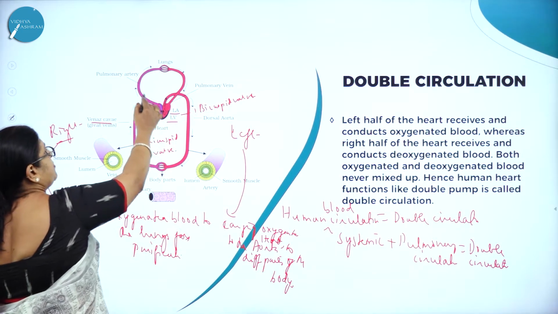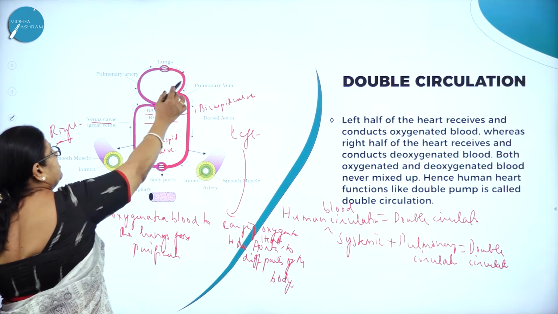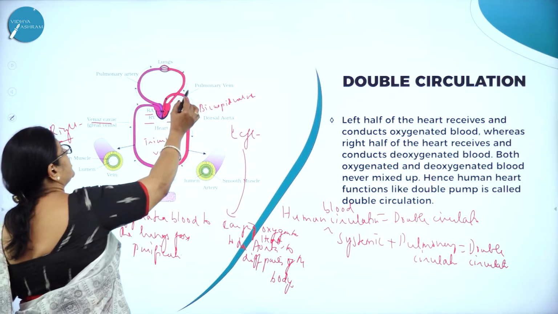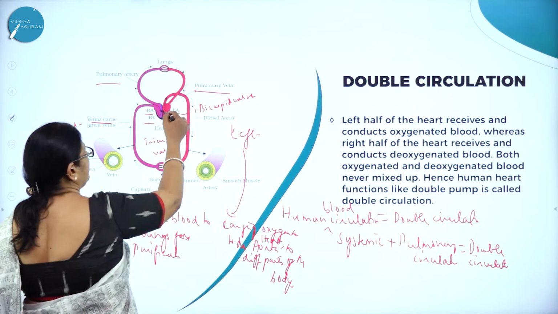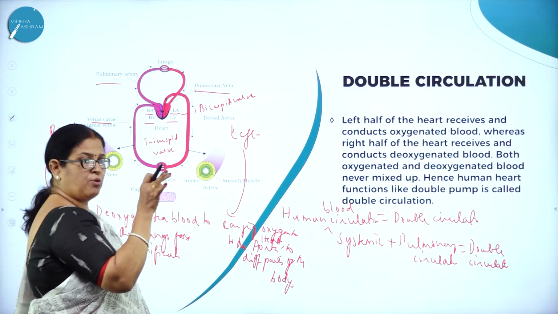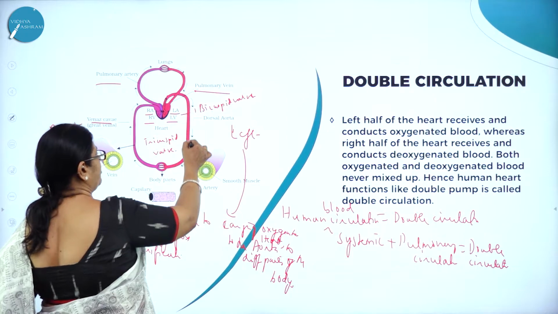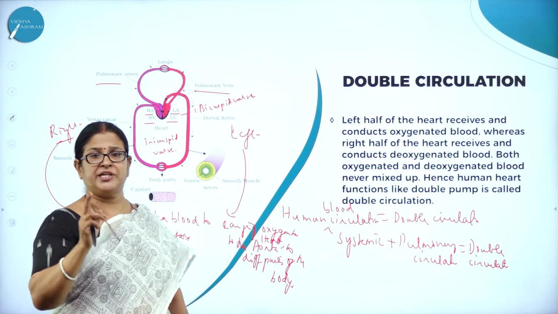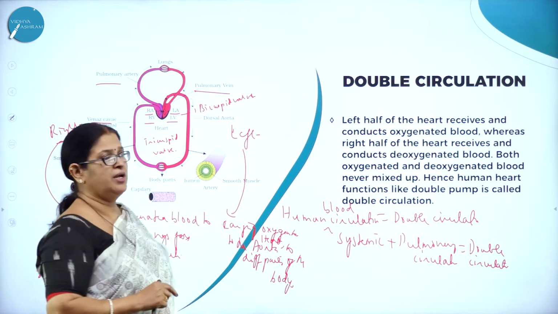Here, as we know, the purified blood from the lungs goes to the left auricle through the pulmonary veins. Here you can see the pulmonary veins. From the pulmonary veins, once the left ventricle is full, the aortic valve will open and the blood flows into the aorta and it is supplied to the different parts of the body. So here the process of circulation takes place 2 times, hence it is called double circulation.